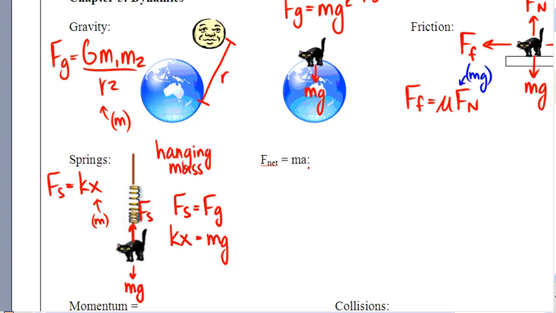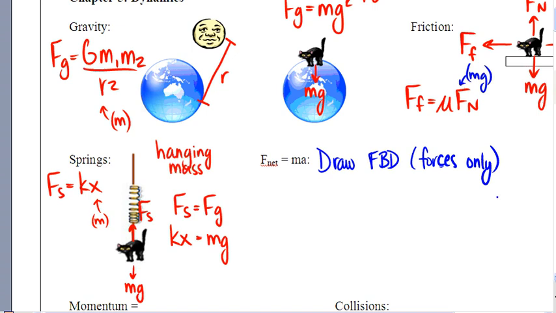Those questions can all lead us into good old Fnet equals ma. An easy looking equation, but there's tons of info wrapped into that, and lots of different variation. The usual drill for Fnet equals ma is to draw a free body diagram. And remember, in those free body diagrams, we want to include forces only. So we don't want to include things like masses. We don't want to include accelerations.